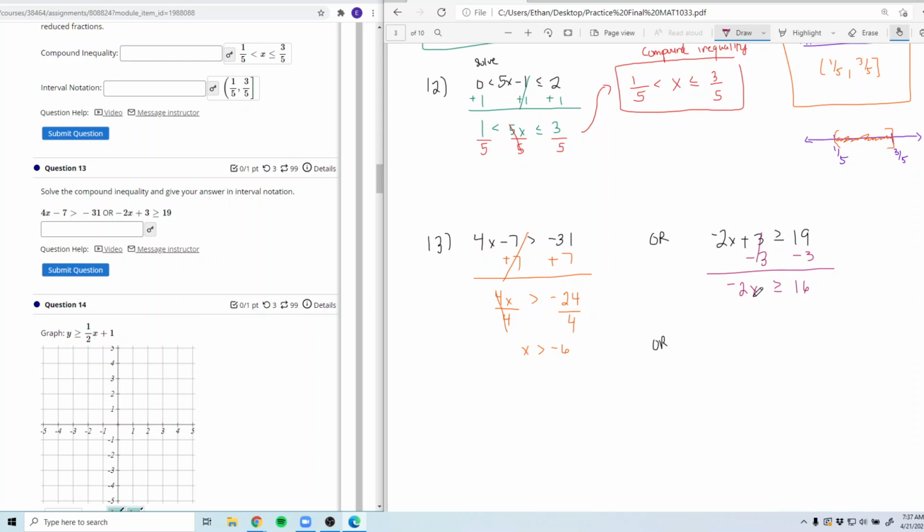And then to get x by itself, we have to divide by negative 2. And this should be the one thing that goes off in your head. Whenever you multiply or divide by a negative number, the inequality flips. So what we're going to get is x, because the negative 2's go away, but this is going to switch to less than or equal to. It's going to face the other way. And 16 over negative 2 is negative 8.